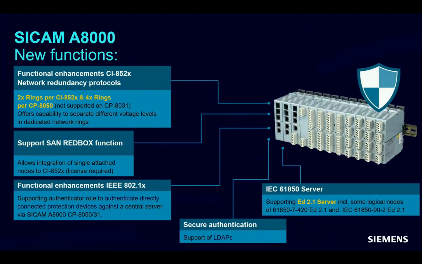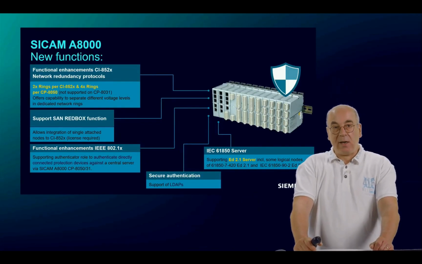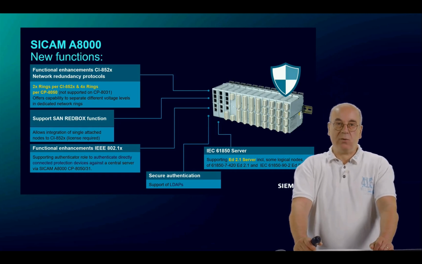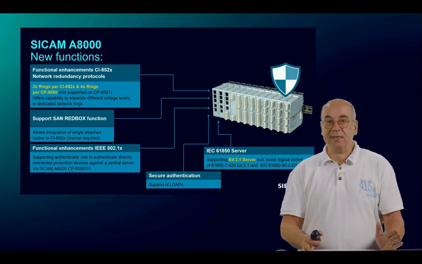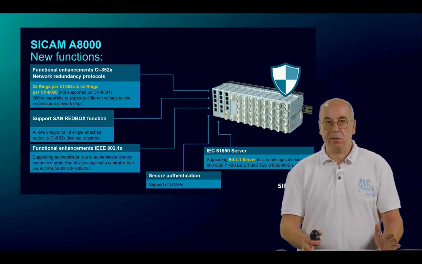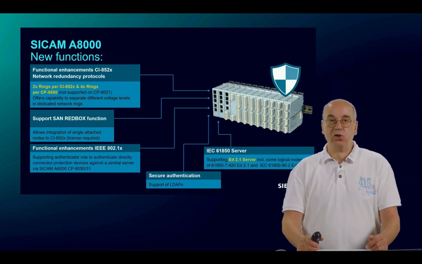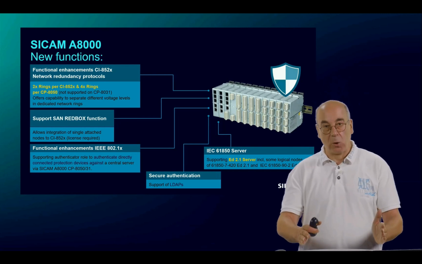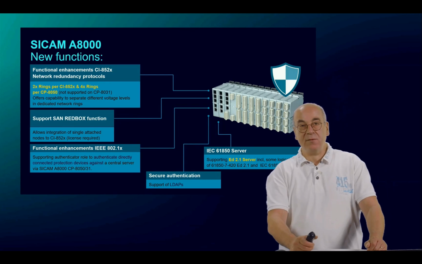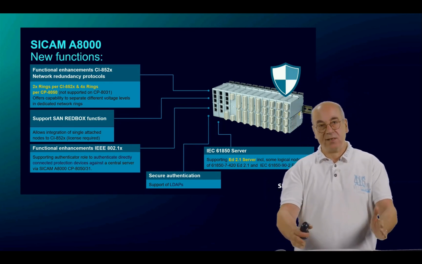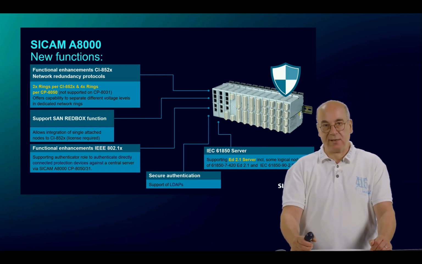Like promised, I'm coming now back to the new communication-related improvements implemented in our Linux-based SICAM A8000 RTUs. The first communication-related news refers to the IEC 61850 server implementation. The actual latest edition 2.1 is supported additionally to the edition 2. That includes also some new logical nodes defined in the IEC 61850 part 90-2. This part takes care about communication between substation and control centers.